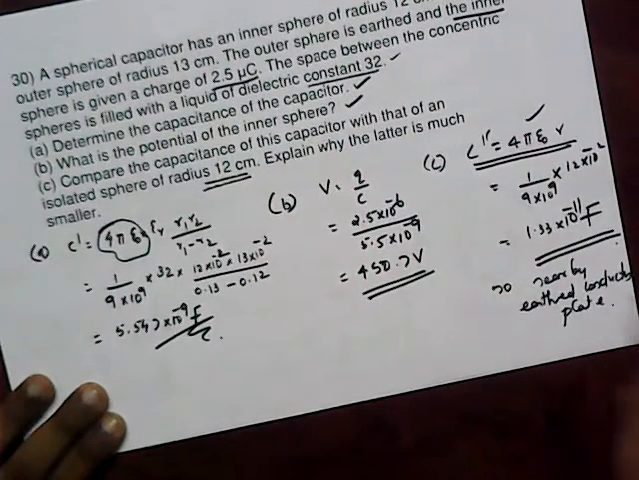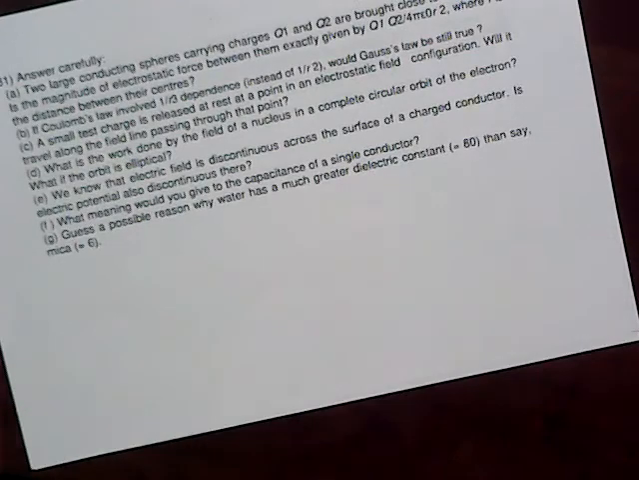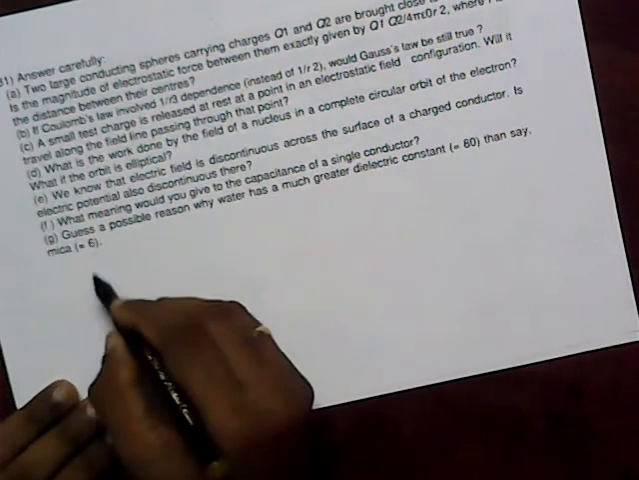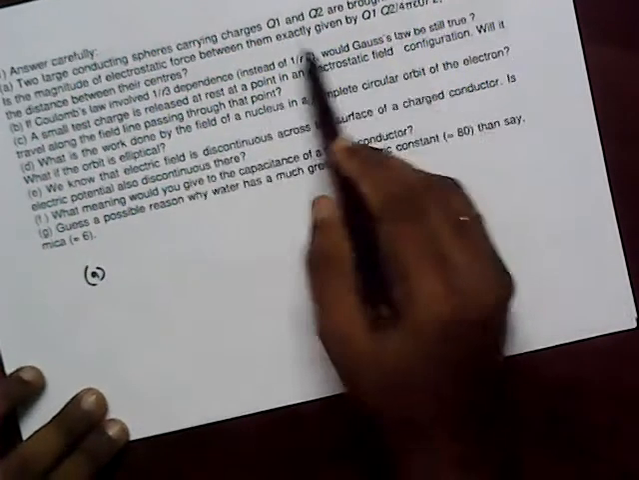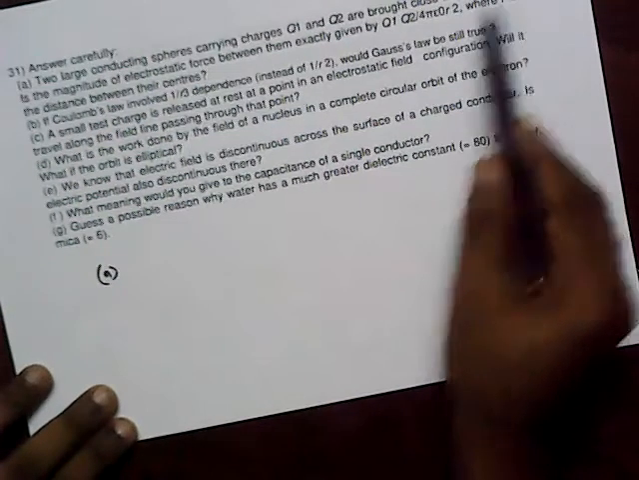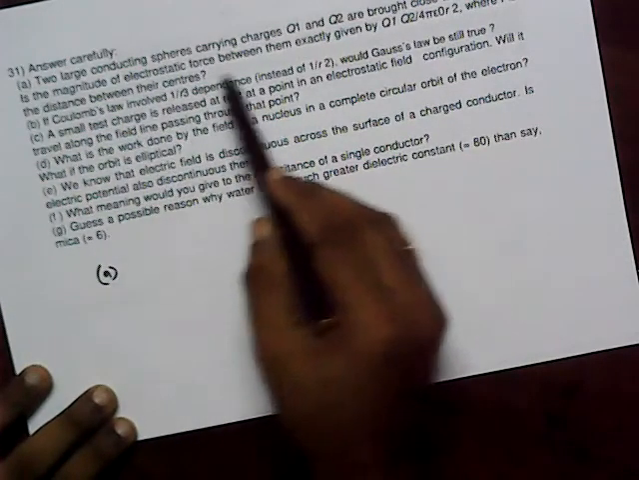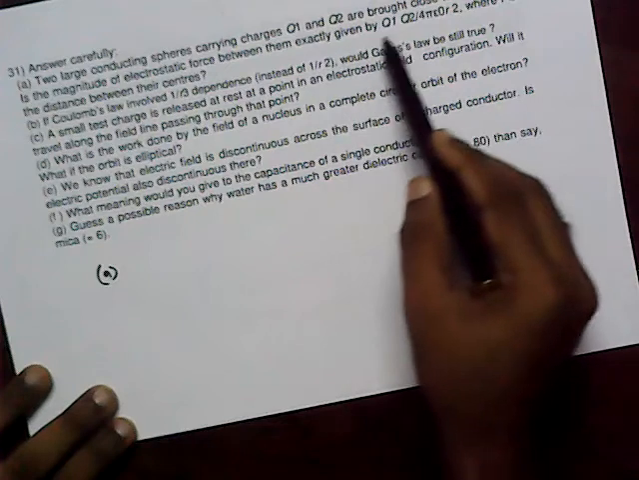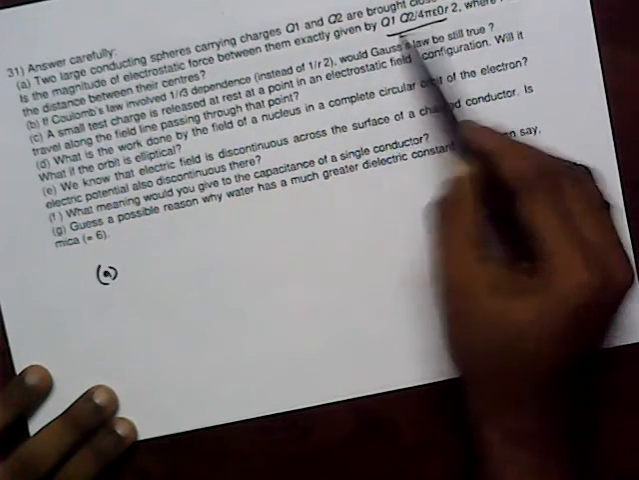So good concept, good concept. So we can move to question number 31. Some conceptual questions. Two large conducting spheres carrying charges Q1 and Q2 are brought close to each other. Is the magnitude of electrostatic force between them exactly given by Coulomb's law?